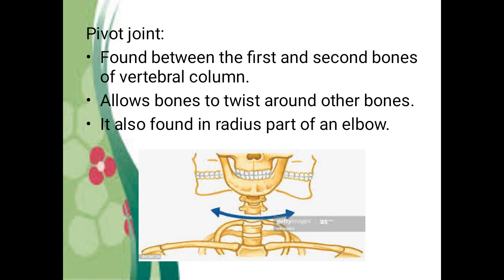Then the pivot joint. It is present between the first and second bone of your vertebral column. With the help of this pivot joint, we are able to twist our head on both sides.